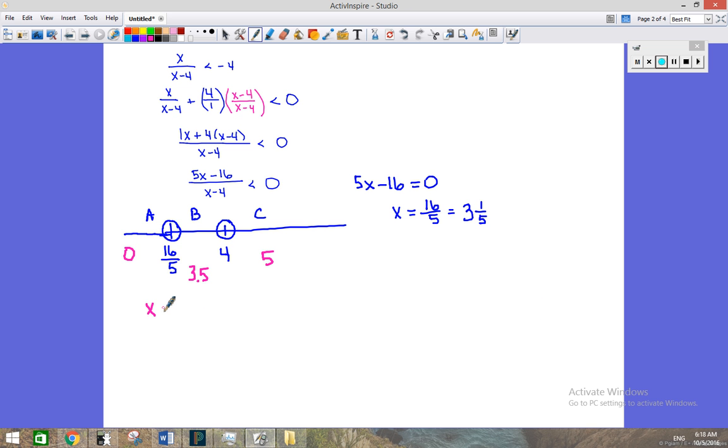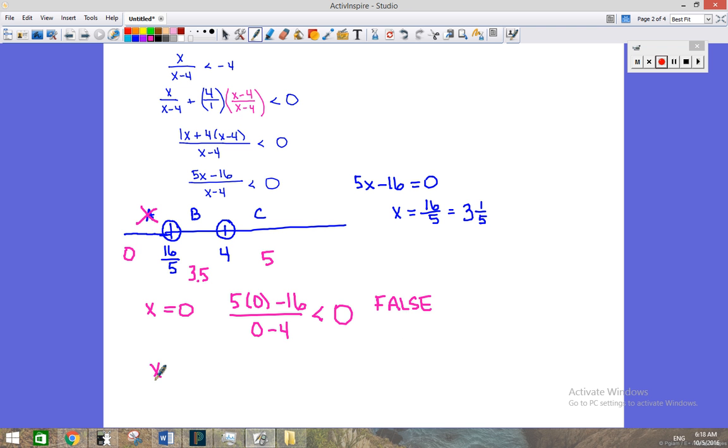So when x is 0, what do we know about this ratio? Is it going to be less than 0? 5 times 0 minus 16 is negative. And then 0 minus 4 is negative. And a negative divided by negative is positive. There's no way that a positive number is less than 0. So this is a false statement. Since it failed for my test point, it's going to fail for every point in that region. And I'm going to eliminate region A.